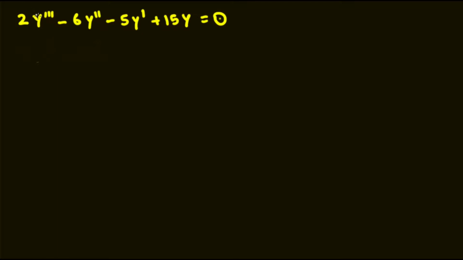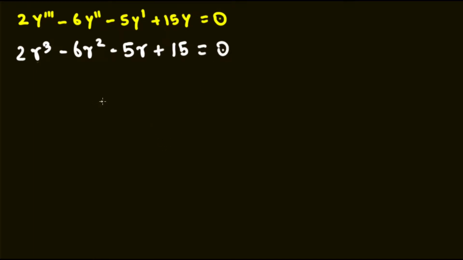How to do that? When we have third order, we just write it as r cube, and if it's second order, we write it as r square, so that we keep the coefficient. This is going to be 2r cube minus 6r square, and then here 5r, and here we don't have any derivative, so the coefficient is the only thing that's going to remain. That's going to be 15, and that's equal to 0.